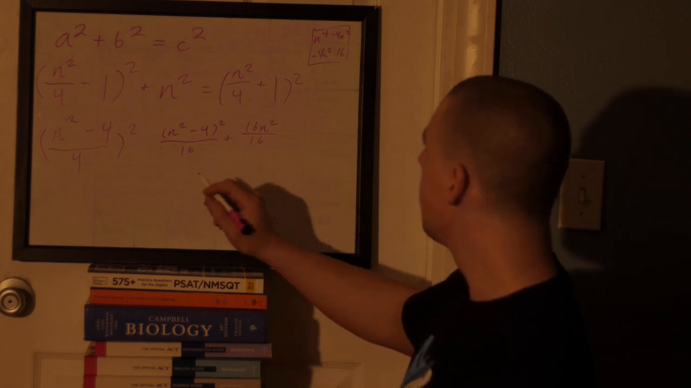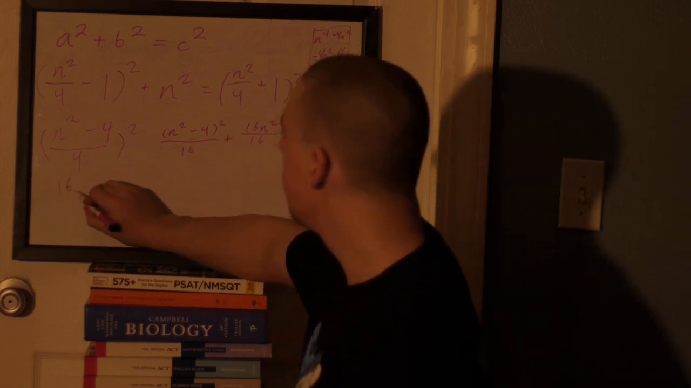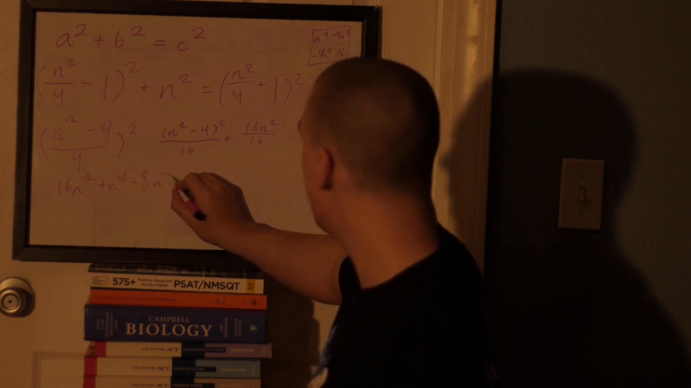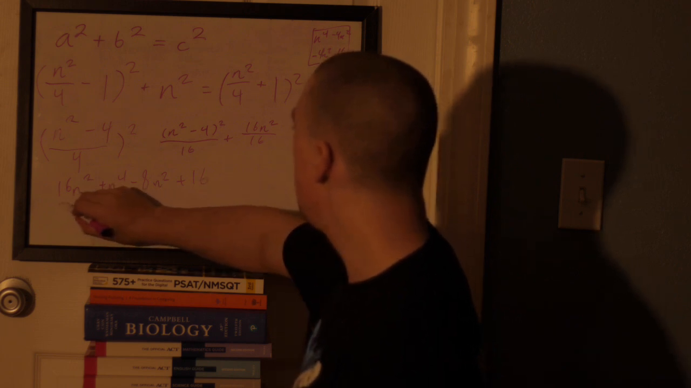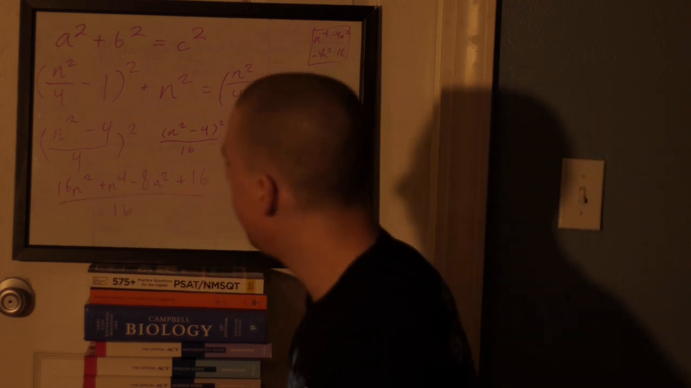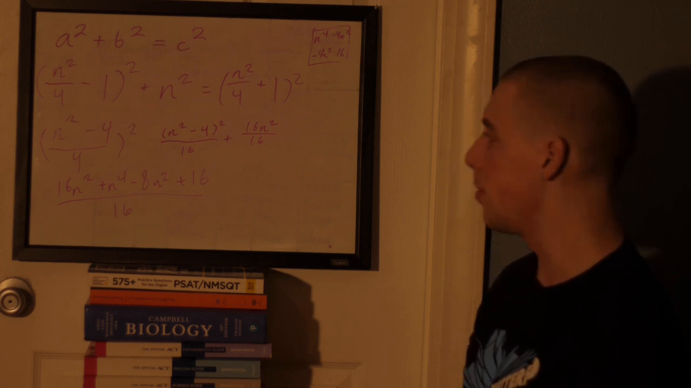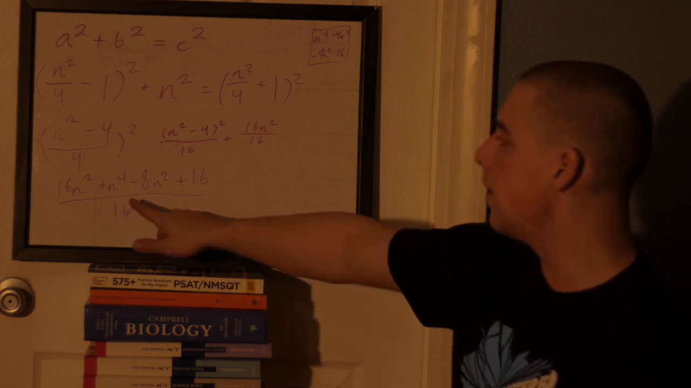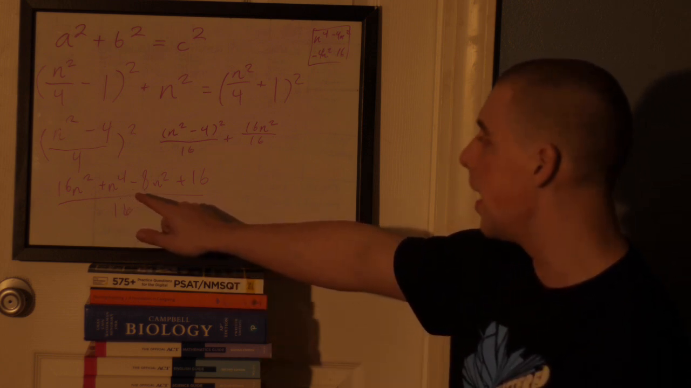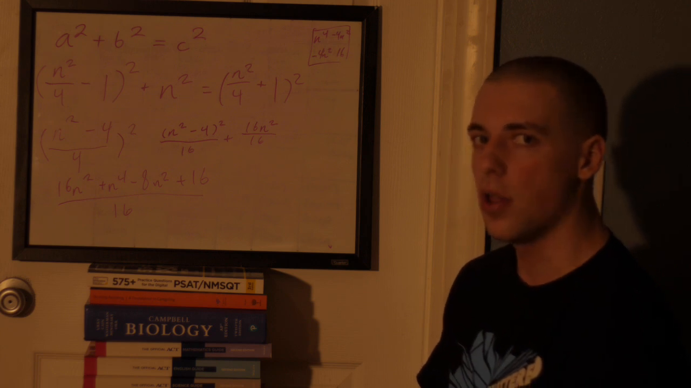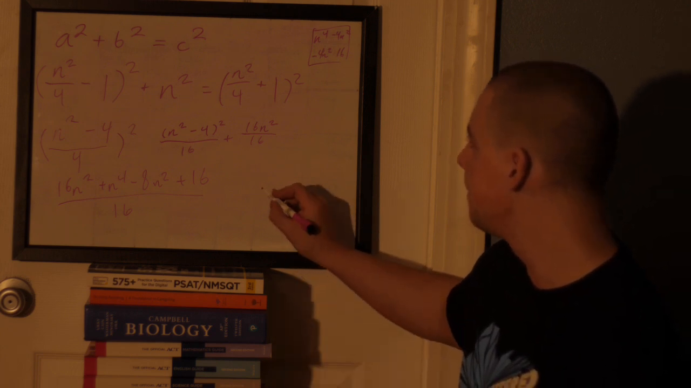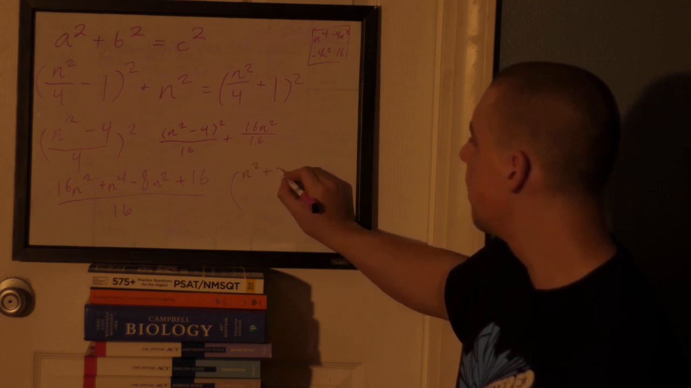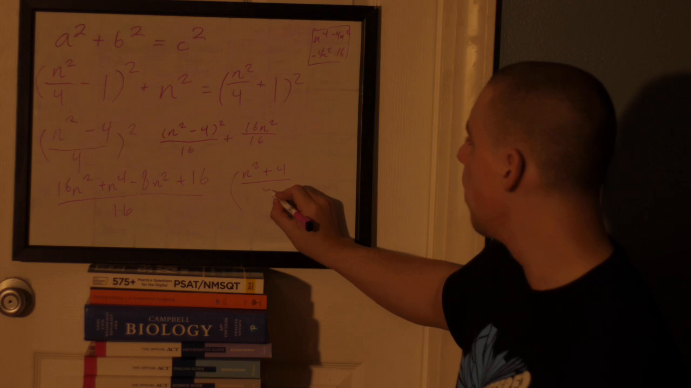Once all said and done, you'll end up getting 16n squared plus n to the 4th minus 8n squared plus 16 all over 16. Next we combine like terms just like before. 16n squared minus 8n squared is positive 8n squared. You get n to the 4th plus 8n squared plus 16 all over 16. Once you factor that out again, you end up getting (n squared plus 4) over 4, like that.